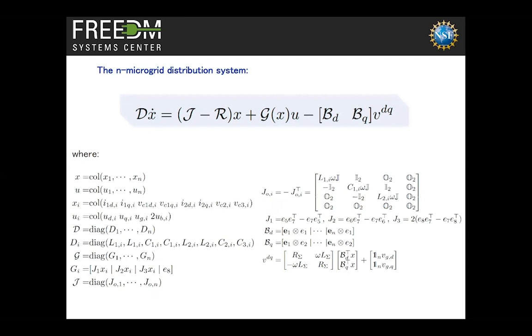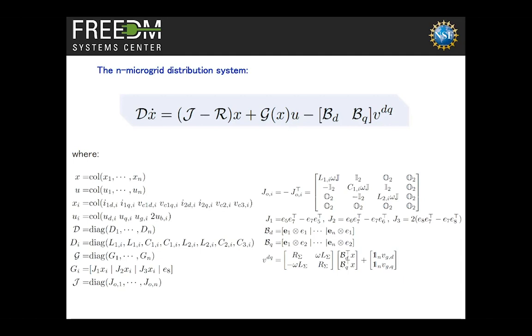There are results by Astolfi and Romeo Ortega who have used these Port-Hamiltonian forms for proving stability of individual power electronic devices. But here what we are talking about is network scale systems, although unlike the previous speaker, my network is radial, so it's a little simpler compared to the mesh network that he was talking about.